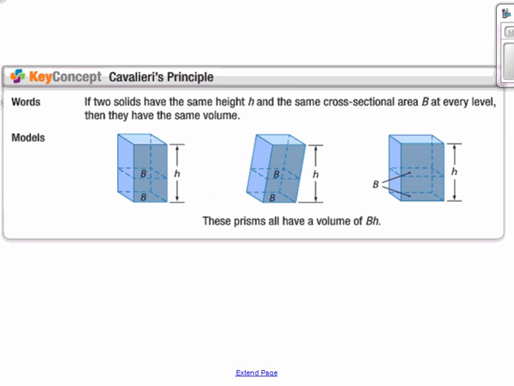Cavalieri's principle is just saying if they have the same base area and the same height, the volumes will be the same.